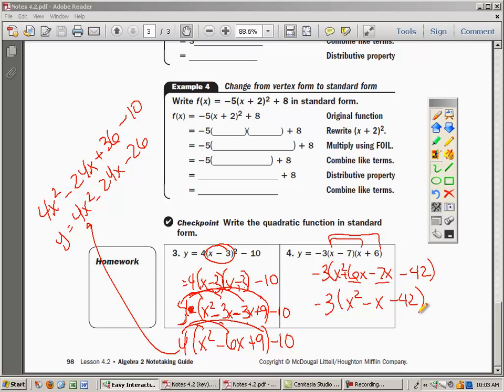From there, we're going to go ahead and distribute that negative 3. Negative 3 times x squared is negative 3x squared. Negative 3 times negative x becomes positive 3x. And negative 3 times negative 42 becomes positive 126.